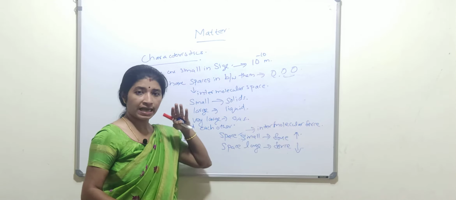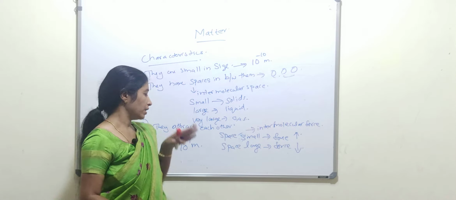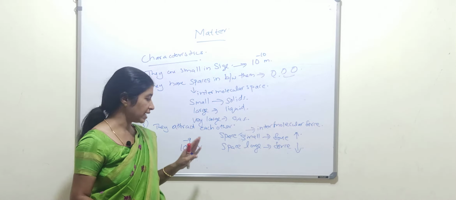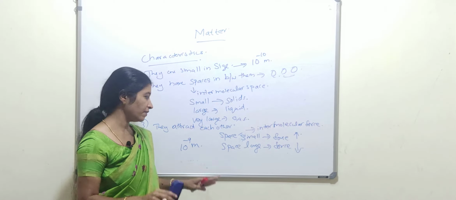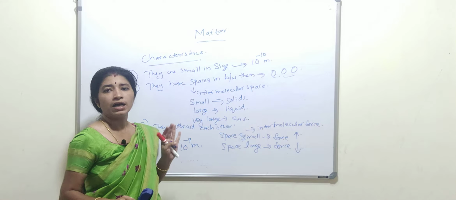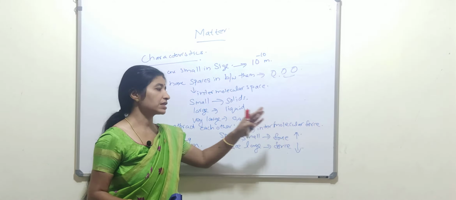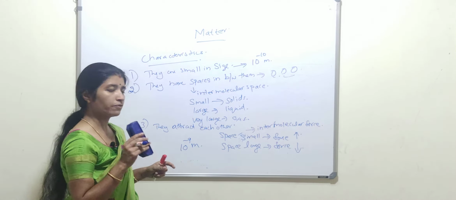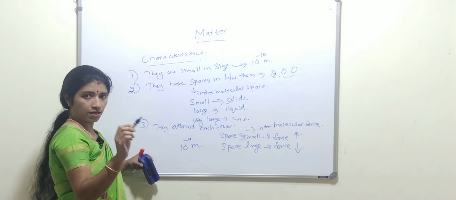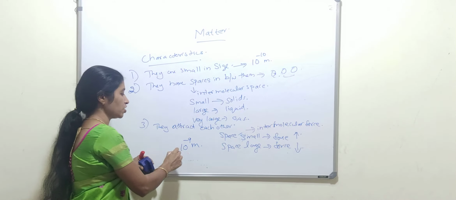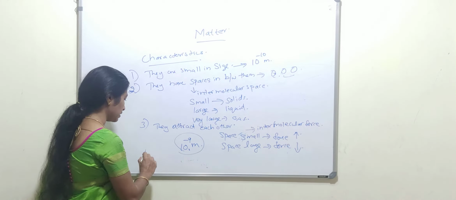This force can exist only when the space between the molecules is within 10 raised to minus 9 meter distance. If the separation is within this distance, then only this force can exist. Otherwise, beyond this distance, the force cannot exist. So the intermolecular space must be within 10 raised to minus 9 meter. Beyond that distance, the force vanishes. Okay, that is the third characteristic.